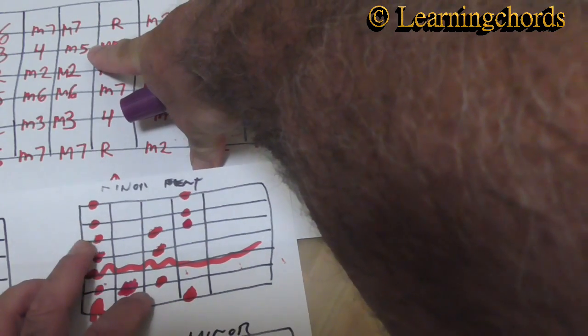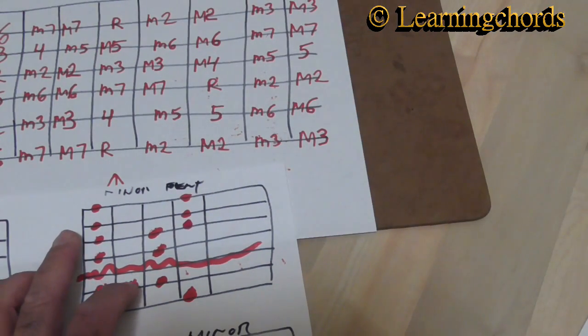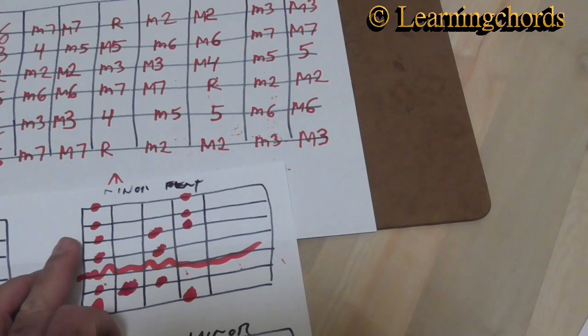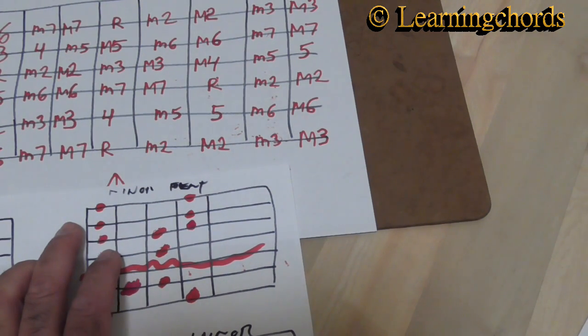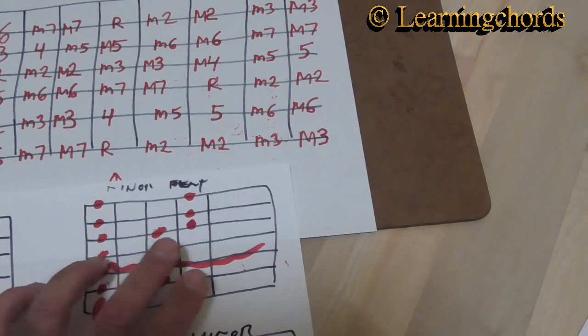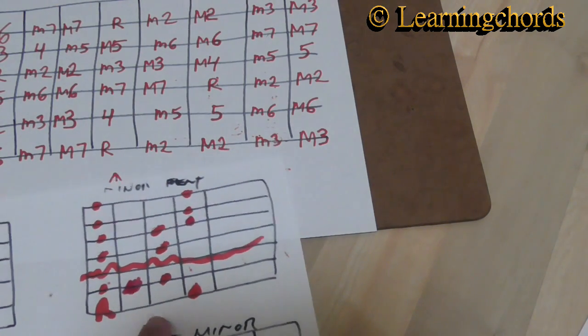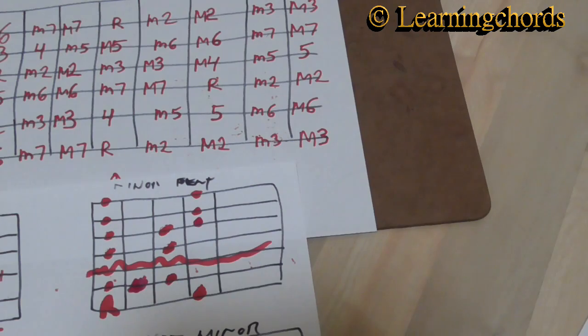Now you could do it over here. I think you can see that. You could do it over here, but then that would really make you have to struggle to play the pattern. So instead of doing this minor fifth, it's easier to do the minor fifth over here. And that would be your pattern for the blues scale.